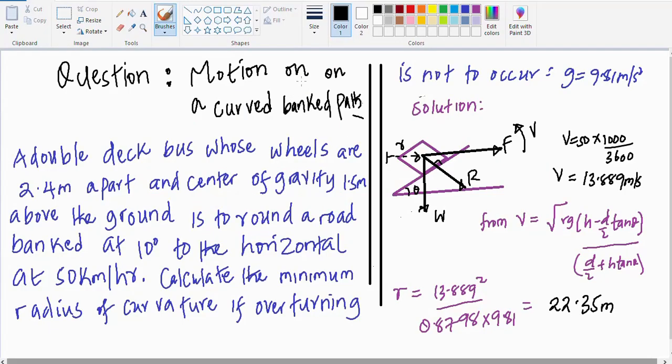Hey everyone, in this video we are looking at the motion of a vehicle negotiating a corner where the road is banked at an angle theta.